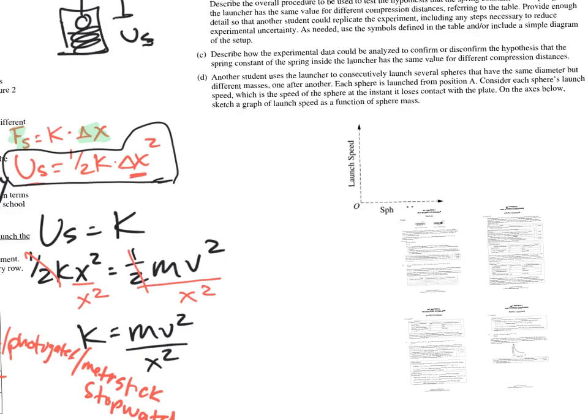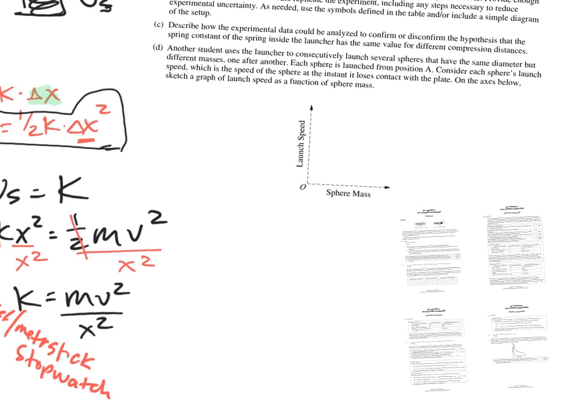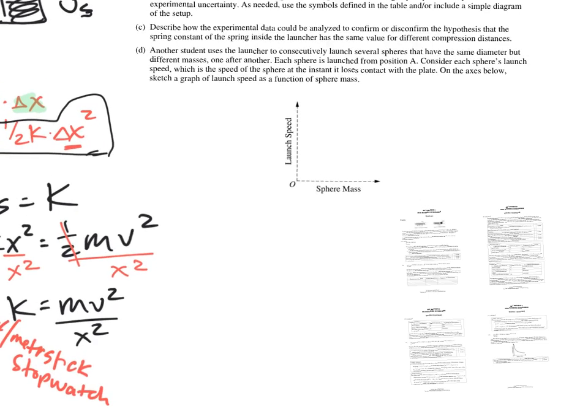And so as your mass increases, your launch speed is going to go down by a factor of that squared. And so it's going to look like that because mass is proportional to 1 over v squared. Being side by side like that, as that one goes up, the other's going to go down. There's your inverse part, but the fact that it's squared has this effect. So that is how you graph launch speed versus sphere mass.